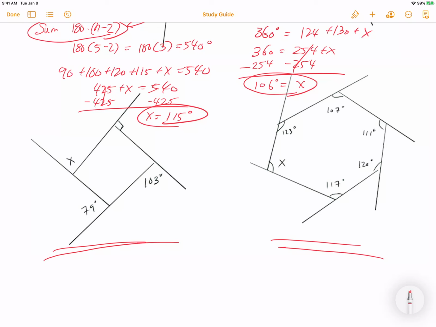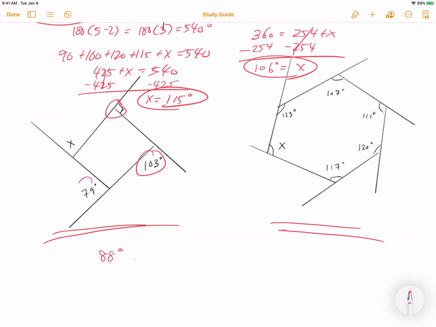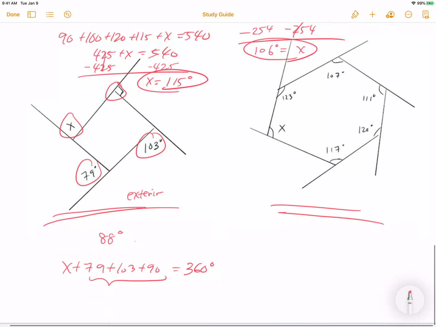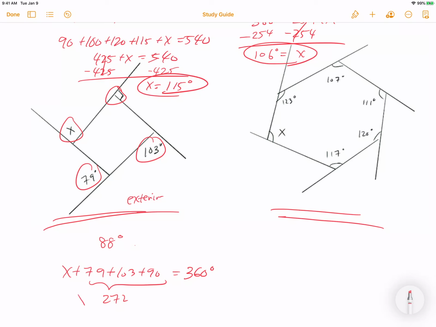Okay, so for the very first question, I believe that all of the answers should have been 88 degrees. That's because when you add all of these angles up here, x plus 79 plus 103 plus 90, it has to equal 360 because we're talking about exterior angles. So when you add these three angles up, you should get 272. Subtract 272 away, and then you get x is equal to simply 88 degrees.